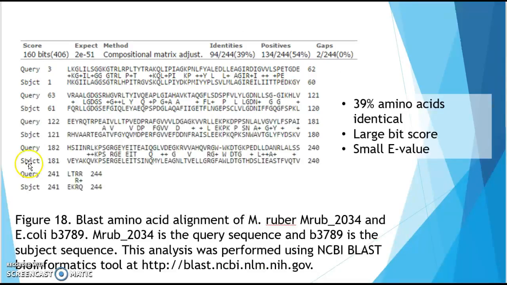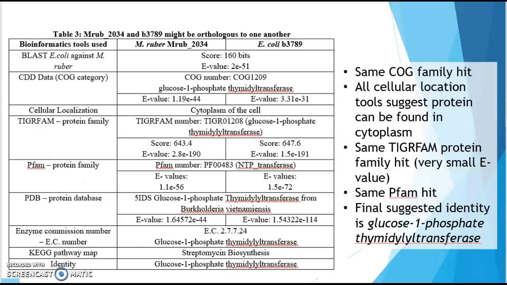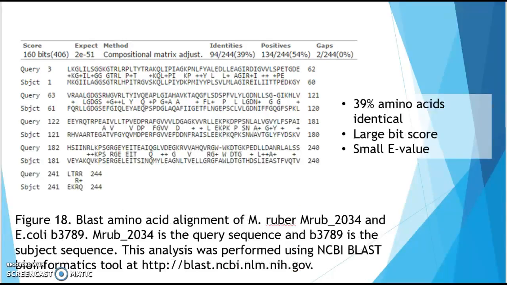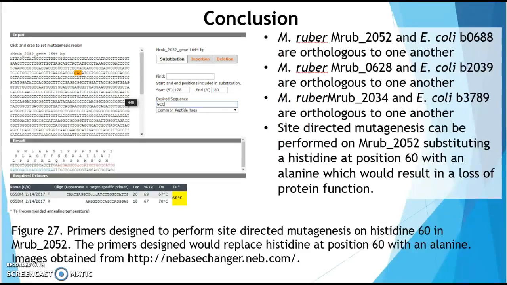Just to get a better look at that BLAST sequence I had mentioned before, here you can see that 39% of the amino acids were identical between MRUB2034 and E. coli B3789. And their bit score is very high with 160 and the e-value is very low at 2e-51. So in conclusion, M. ruber MRUB2052 and E. coli B0688 are orthologous to one another and code for the protein phosphoglucomutase.